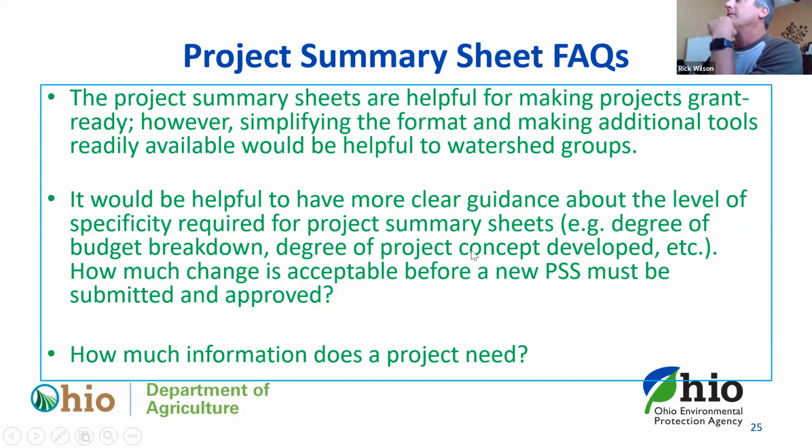Another question: it would be helpful to have more clear guidance about the level of specificity required in project summary sheets, budget breakdown, degree, project concept, etc. How much change is acceptable? Oh, that's a different question. How much change is acceptable before a new project summary sheet must be submitted? I'll try to get into that.